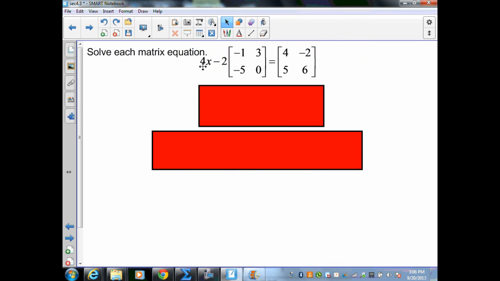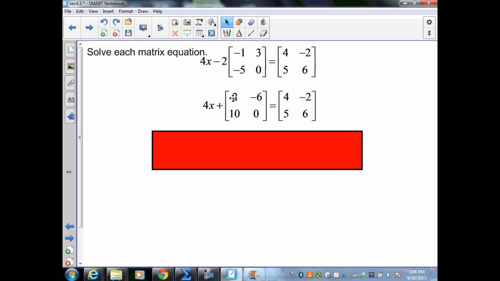On my next example, they want me to solve each matrix equation. In this situation, I have 4x minus 2, the scalar, multiplying this matrix equals this matrix. I need to simplify first by multiplying this scalar times my matrix. In this situation, what I decided to do was to multiply by a negative 2. When I do that, I bring down my 4x. Negative 2 times each element gives me a 2, a negative 6, 10, and 0. But since I used the negative in my multiplication, this will change to a plus sign. You could have just brought the minus sign down and then just multiplied by 2.